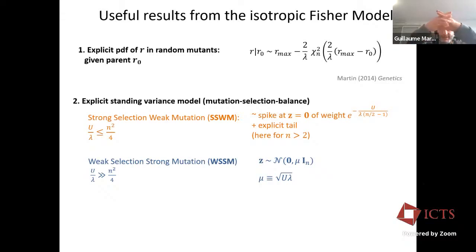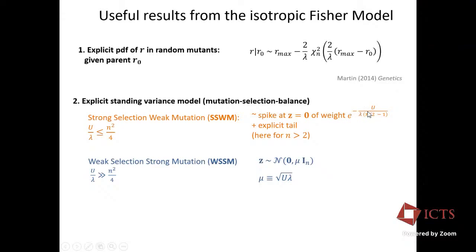So basically you have a cloud that is spread at every mutation and you have your fitness function that is narrow. In this case, there is a spike at the optimum and the weight of the spike is known depending on the parameter. It's proportional to E minus U.